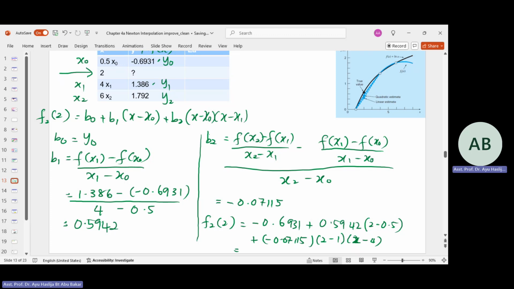7.12 or 7.15. 7.115. Correct. I can't do it.